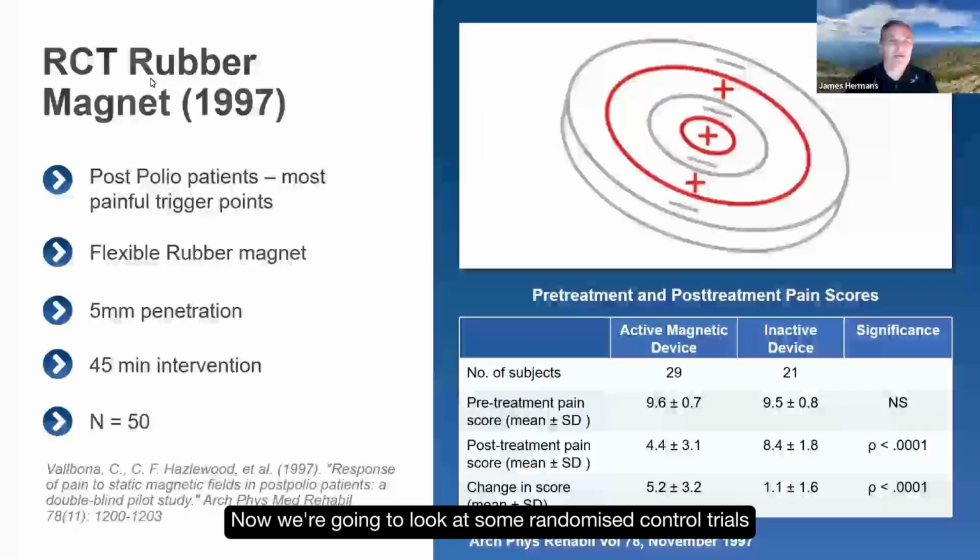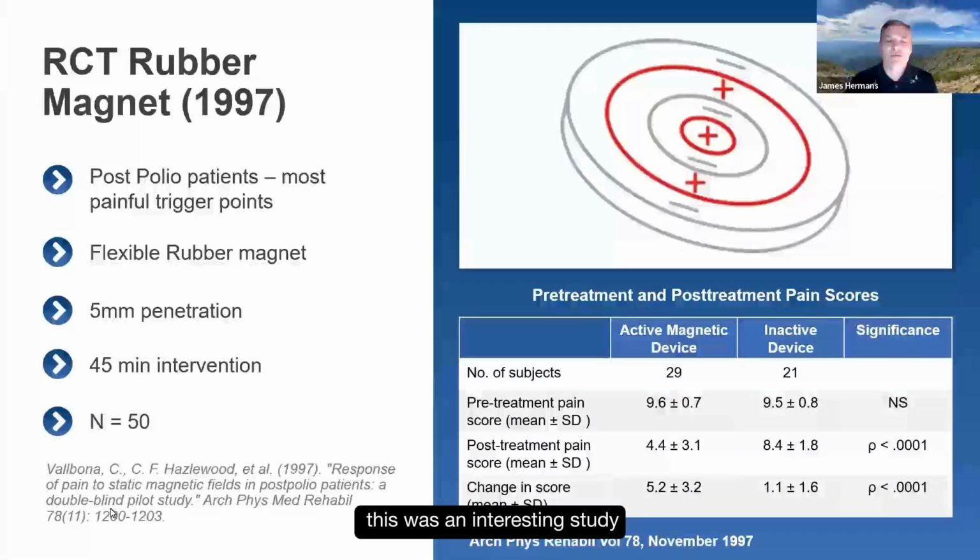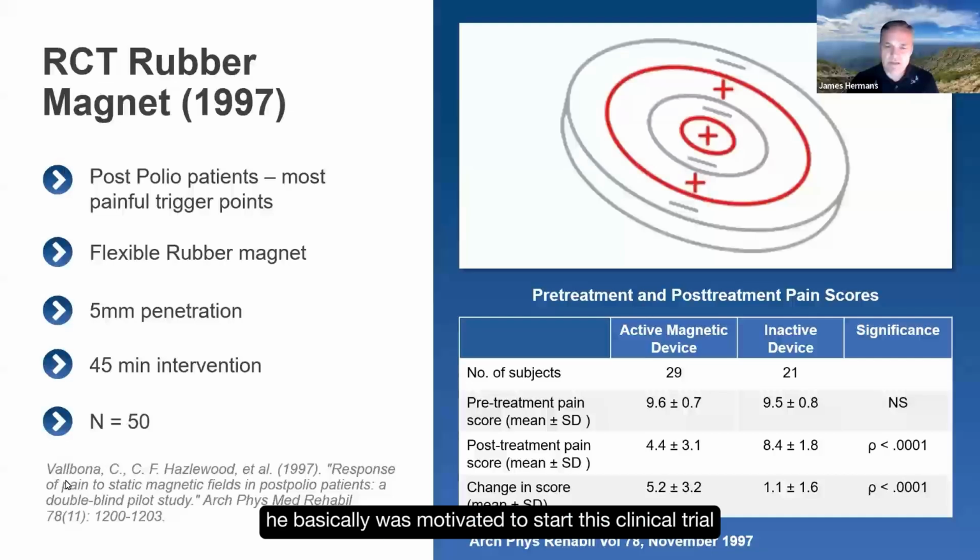So now we're going to look at some randomized controlled trials. This was an interesting study published in 1997 by Dr. Valbona, and there's an interesting article you can read in the New York Times about him. He was motivated to start this clinical trial to prove that magnets had no place in medicine, and he designed a very good trial. It was a randomized controlled trial.